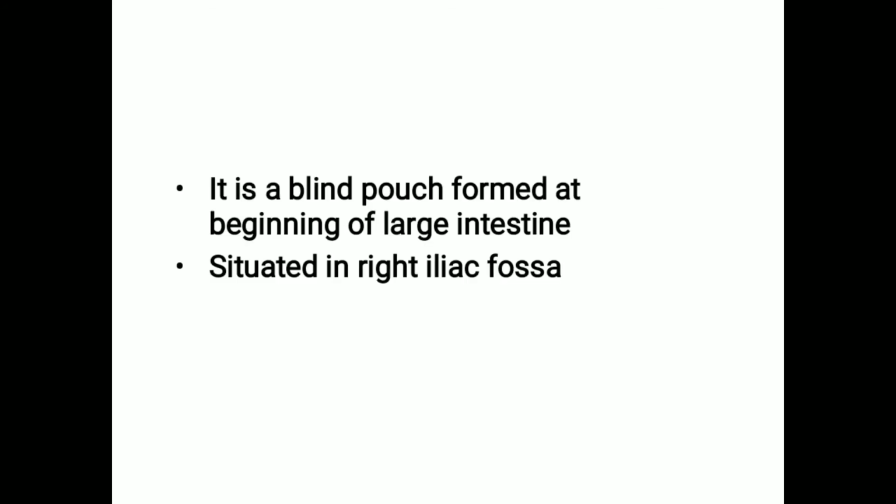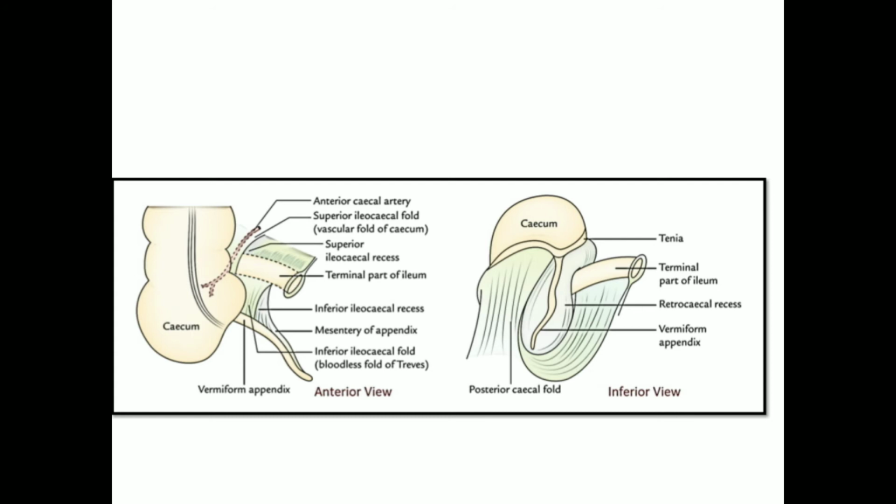Next, we look in detail at the caecum. Caecum is a part of the large intestine, the dilated part. It is a blind pouch formed at the beginning of the large intestine, and it is situated in the right iliac fossa. You can see here, this is a blind pouch lying in the right iliac fossa. This is what is called the caecum.